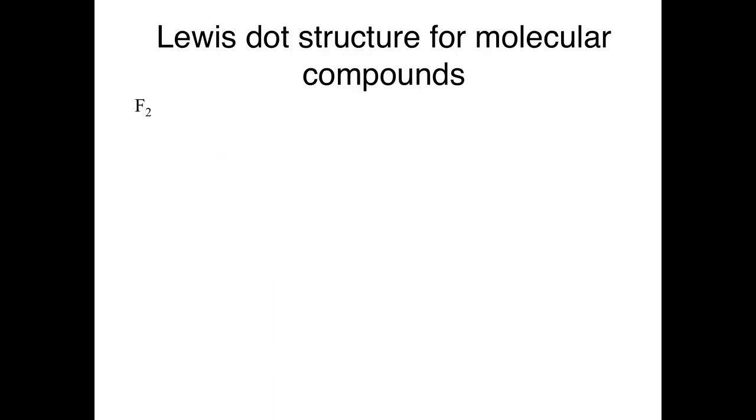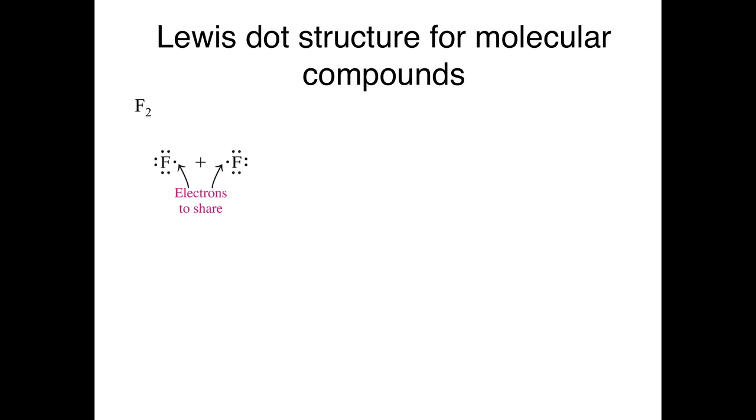Let's have some more practice with drawing Lewis dot structures of molecular compounds. From a conceptual perspective, you can draw these 2 atoms of fluorine separately with their valence shell of electrons. Remember, fluorine belongs in group 7A, so it has 7 valence electrons. So you can depict those 7 valence electrons as dots around fluorine.